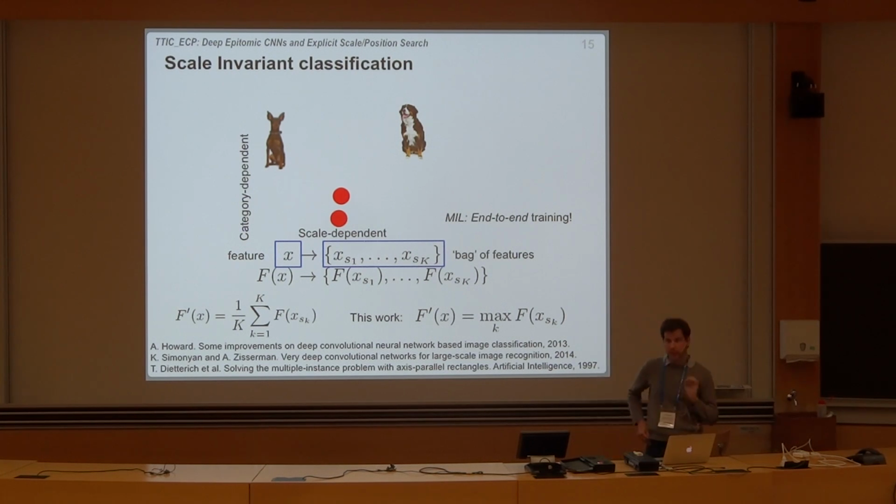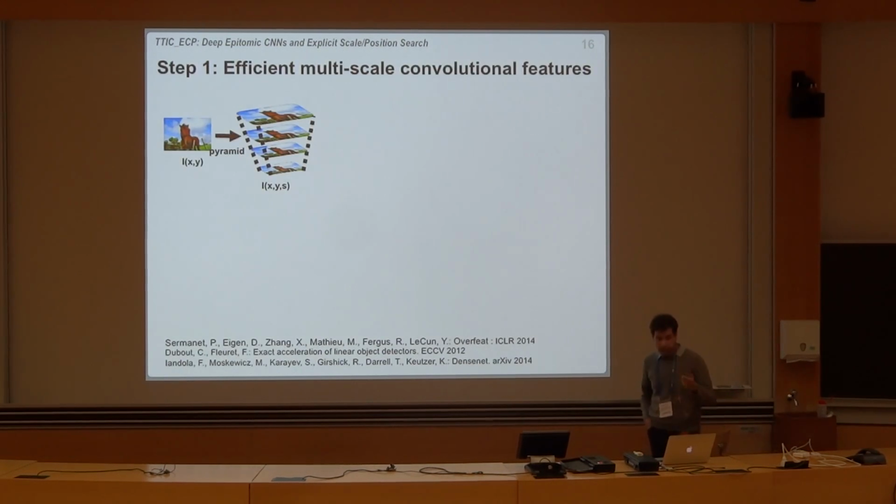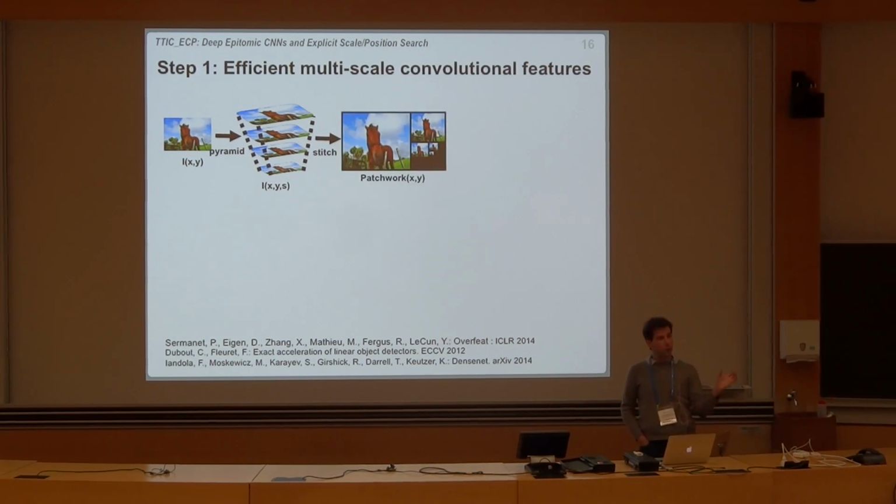Now to see how this is super easy to do, we will have 3 steps. The first is something that was recently proposed originally by Dubout and then by the Berkeley group in their dense network. The idea is that we have our image pyramid, and rather than extracting the features for each of those images separately, we construct a patchwork which contains all of those images together, so that's like a huge image that contains all of the different scale versions.